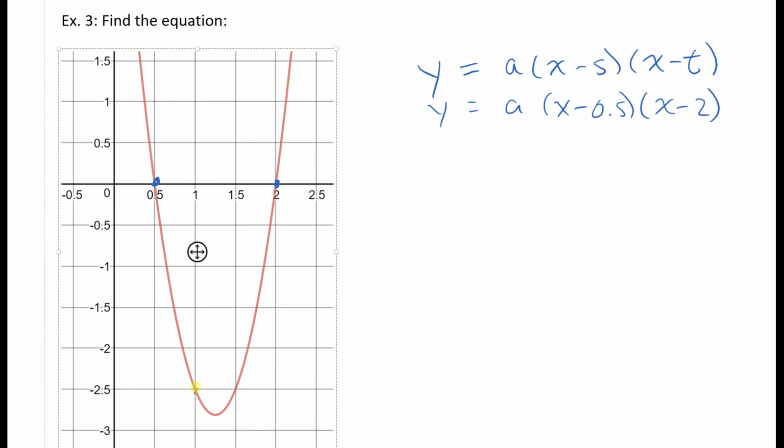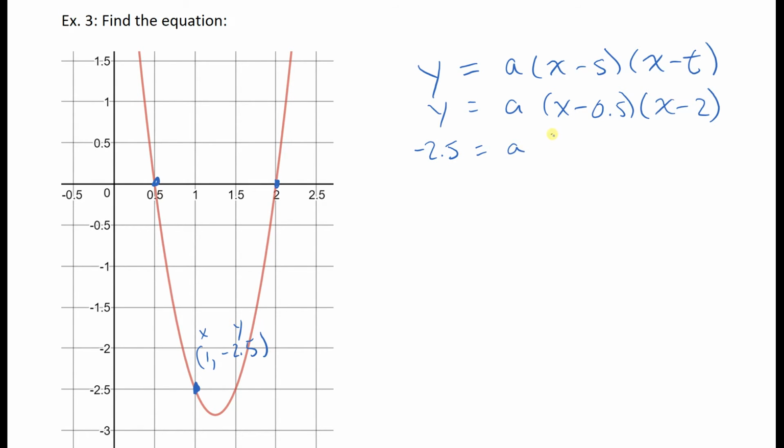Maybe this is our best one. So this point is (1, -2.5). If you mix up subbing in the coordinates sometimes, maybe write x and y up above to make sure that you plug them into the right place. So I subbed in the y value, now I'm subbing in the x value. And let's get all of our numbers here brought together.